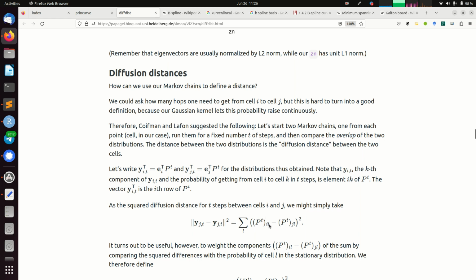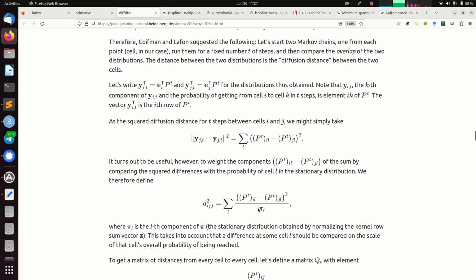So I take the ith row and the jth row, and of course I have to add up over all columns, going from column 1 to the last column. I always take the probability to end up on cell L starting at cell I, and the probability to end up at cell L starting from cell J. I take the differences between these probabilities, square them, and add them up. But as we will later see, it actually turns out to be useful to not simply use these terms as they are, but to weight each term with pi L, the Lth component of a stationary distribution.